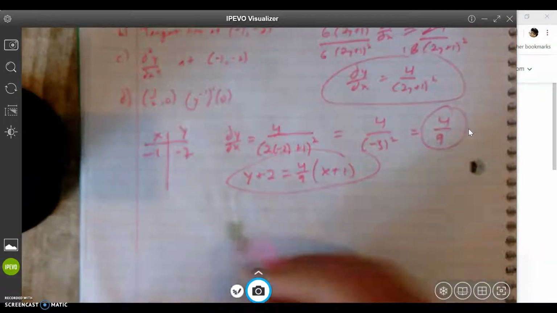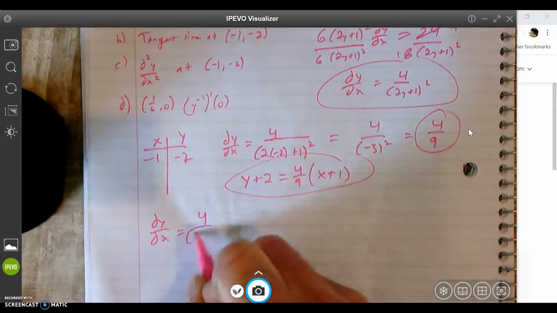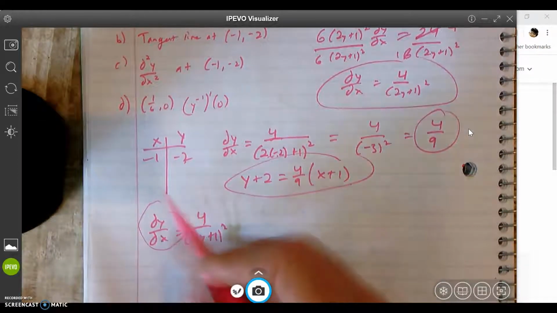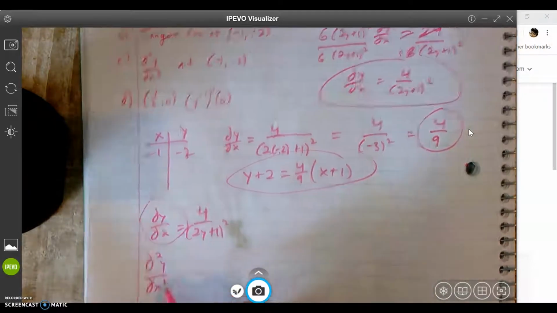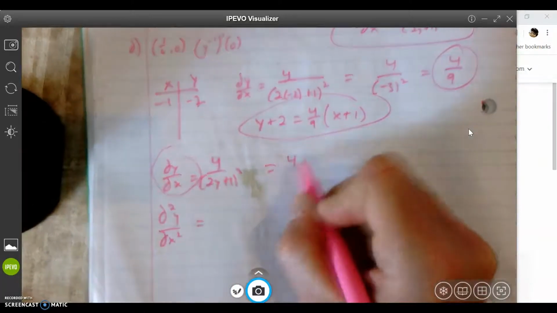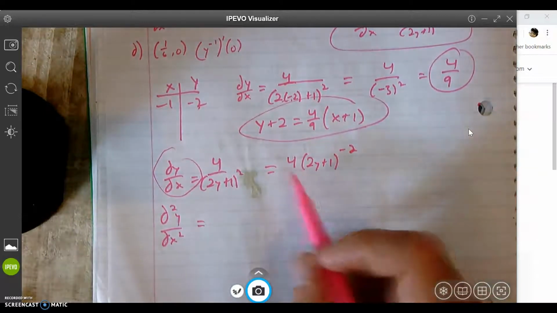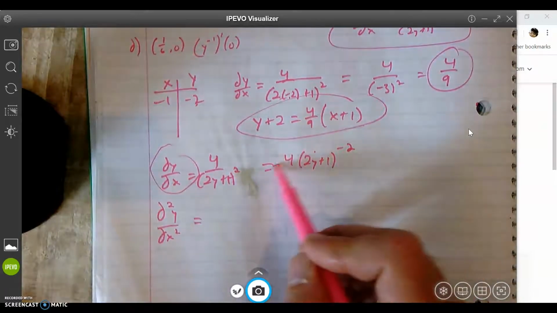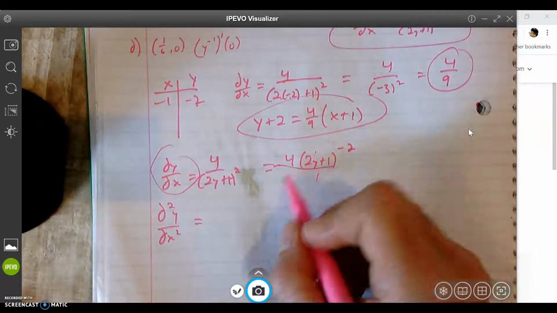Cool. All right. So dy/dx equals 4 times (2y plus 1) squared in the denominator. The derivative of this is d squared y over dx squared, which is the second derivative. I'm going to rewrite this as 4 times (2y plus 1) to the -2, just so that it helps me do the chain rule. This is the same thing, because when you have a 2 in the denominator and bring it to the numerator, it's a -2. So now I'm going to do the chain rule.